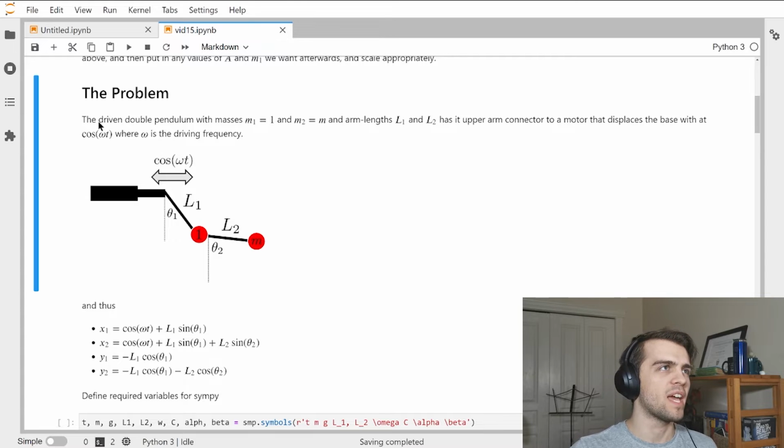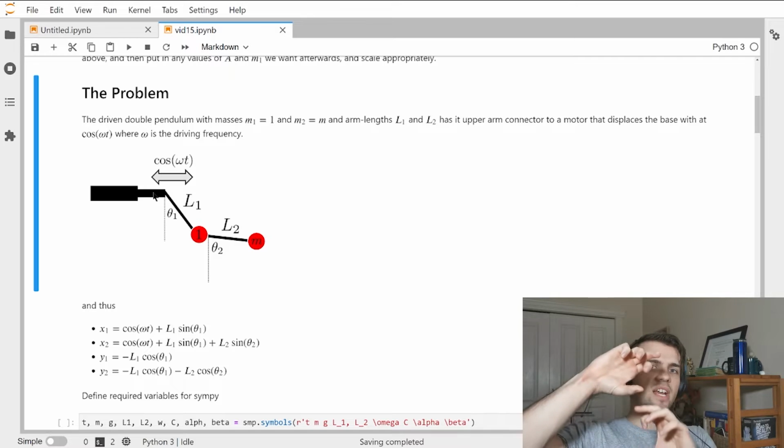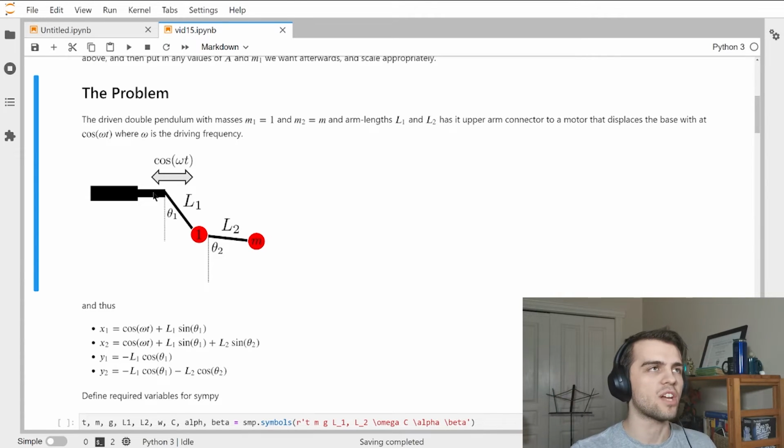And the problem is we have a driven double pendulum that you can see in this diagram here. There's a motor, and the motor goes back and forth, and it's connected to a double pendulum. And as the motor goes back and forth, it pushes the arms, and the arms go side to side. And I define m1 equals 1.